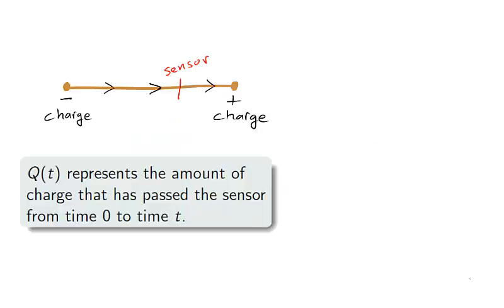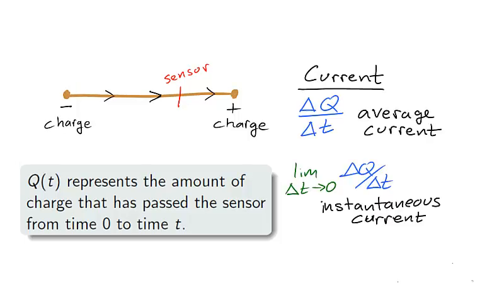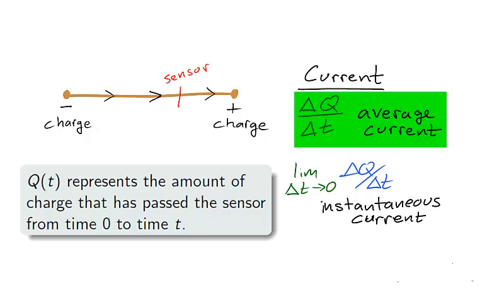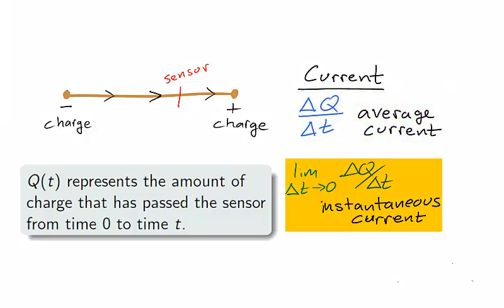Similarly, given a charged wire with an excess of electrons on the left and a deficit of electrons on the right, we can measure the amount of charge that has passed a sensor from time 0 to time t. Q of t is the flow of charge, just as W of t was the flow of the water. As with flow, the current along the charged wire is the rate of change in the charge Q with respect to time. And as before, we have the average current for the average rate of change and the instantaneous current for the limit of the average current.